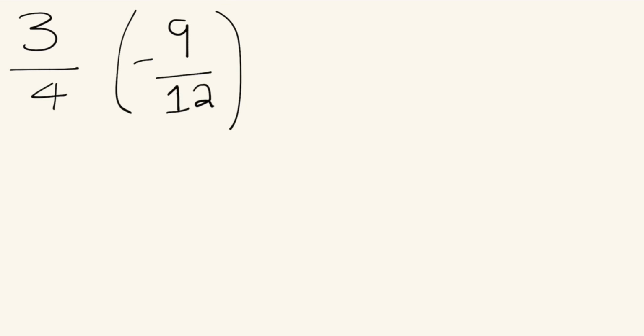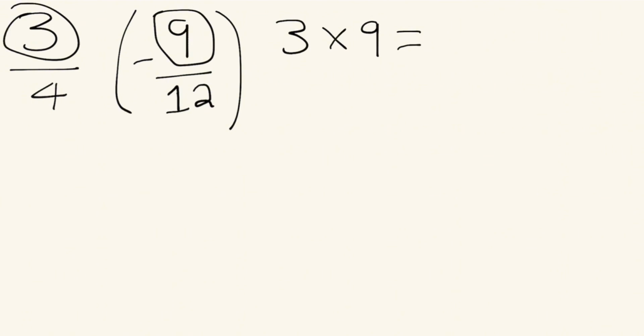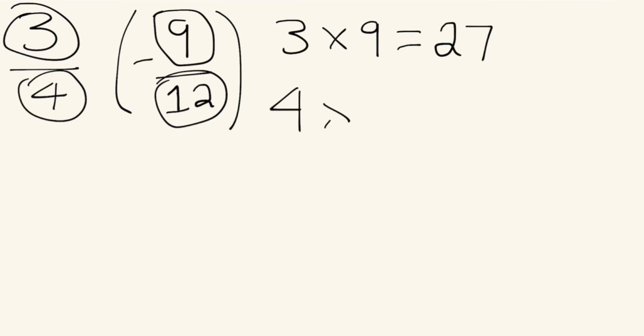Our first problem is 3/4 times -9/12. The first way to show this is to just multiply straight across. We can look at it as multiplying the numerators first. So, we multiply 3 times 9, and that equals 27. Now, we can look at our denominators as 4 times 12, and that equals 48.